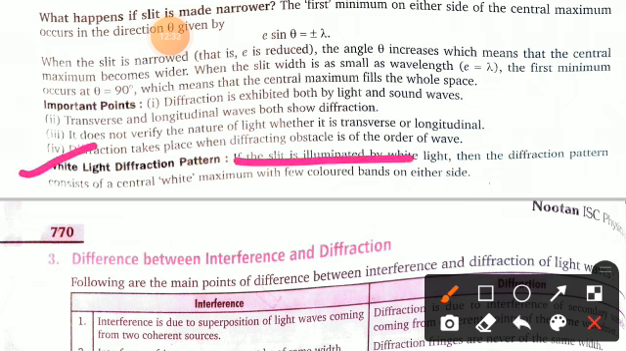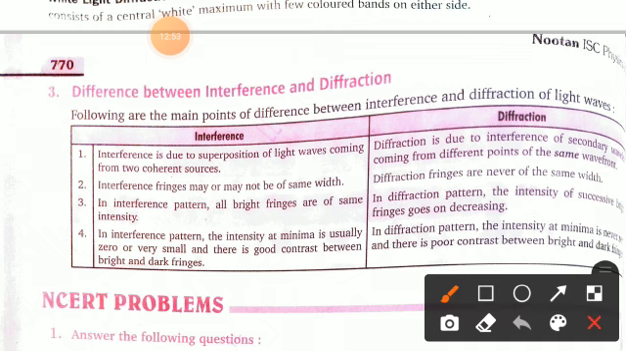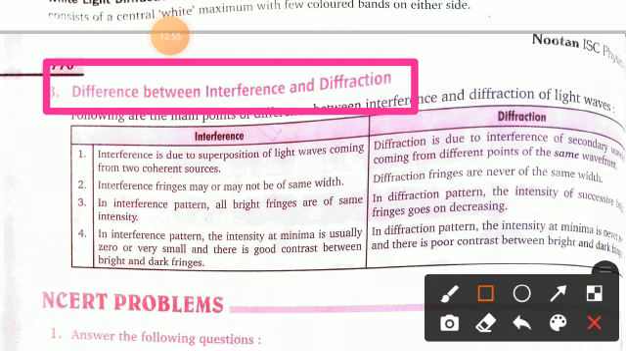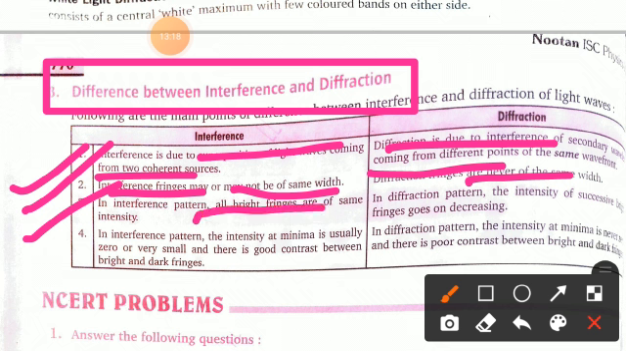Clear? Now this is the important difference between interference and diffraction. Following are the main points of difference. This is important, so kindly read it. It might be asked in your examination. Interference is due to the superposition of light waves coming from two coherent sources, while diffraction is due to the interference of secondary wavelets coming from different points of the same wavefront. Interference fringes may or may not be of the same width, while diffraction fringes are never of the same width. In an interference pattern, all the bright fringes are of the same intensity. In a diffraction pattern, the intensity of successive bright fringes goes on decreasing.